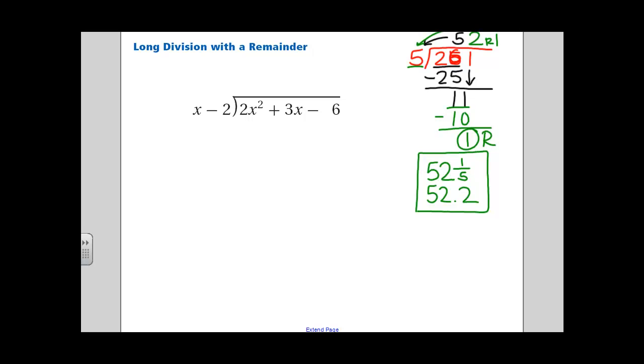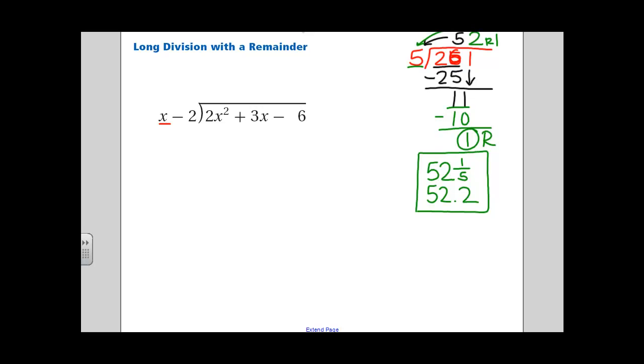So we're going to do the same type of thing, but this time with a polynomial. So let's go back to this one and divide it. So we have this x minus 2 that we need to see how many times it goes into 2x squared plus 3x minus 6. Now we could factor this, but I'm going to tell you there's a remainder, so stuff is not going to cross off like we like it to. But we can approach the problem the exact same way.